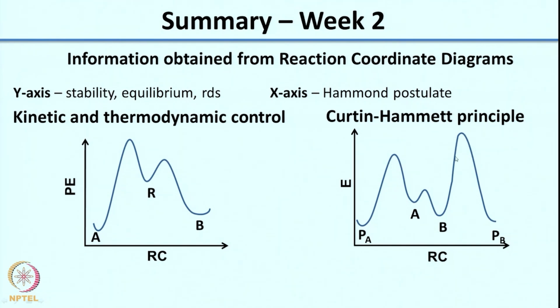I will draw it out so that it is easier for you to see. The Curtin-Hammett principle essentially tells you that the larger this difference, the greater is the selectivity, and based on the Curtin-Hammett principle this would be the major product.